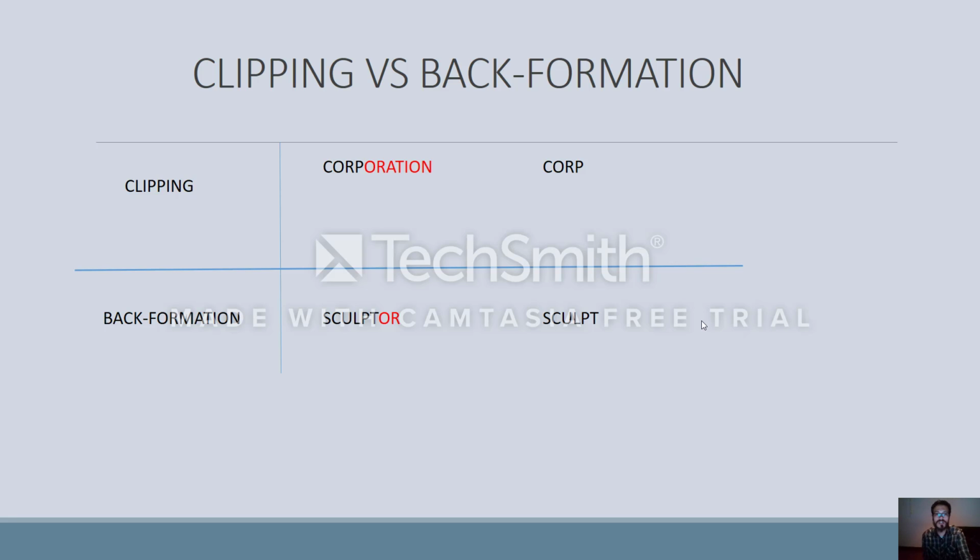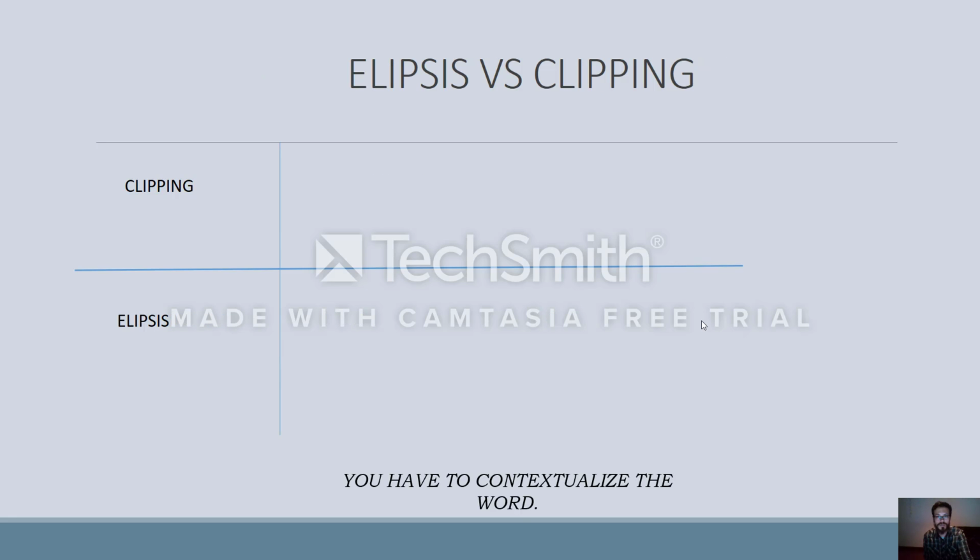However, it's important for us to know that in the clipping process, you always keep the same category of the word. For example, corporation is a noun, and the result, corp, is a noun as well. But in the back formation process, the category can change. For example, sculpture is a noun, but the result, sculpt, is a verb. This is the most important difference between these two processes.